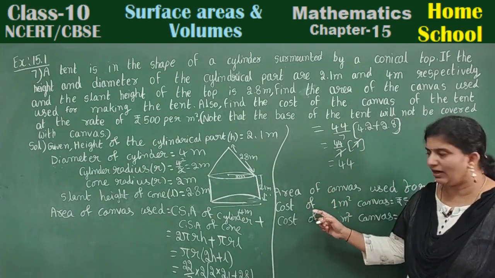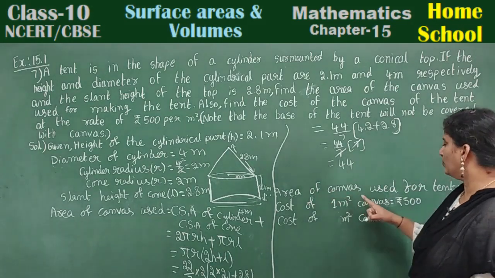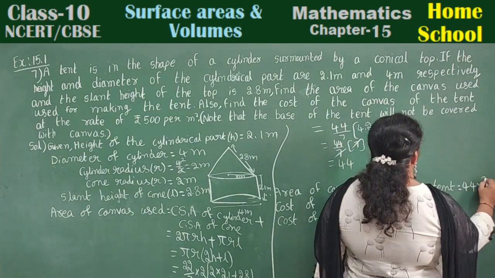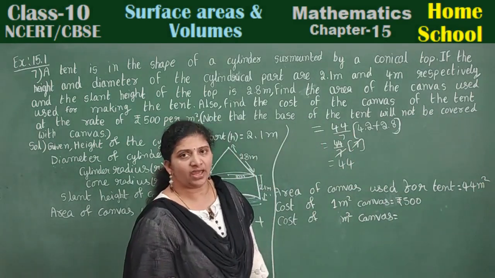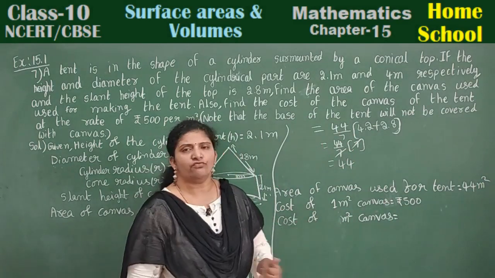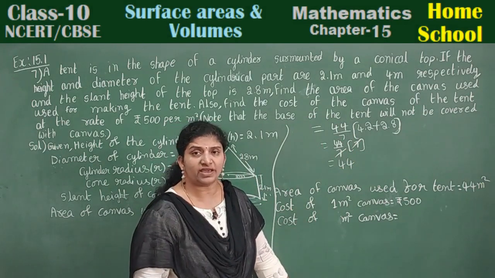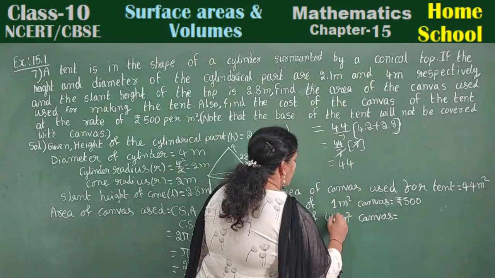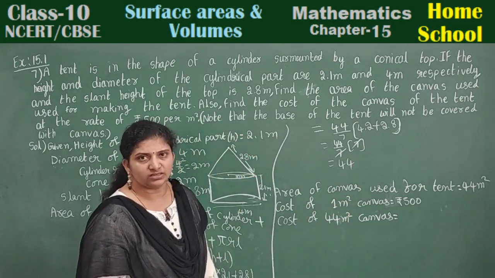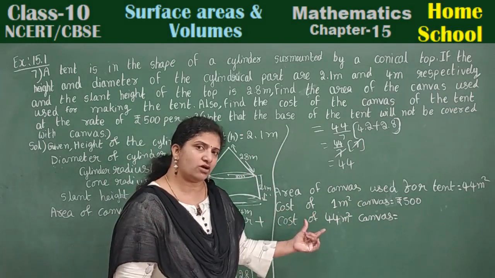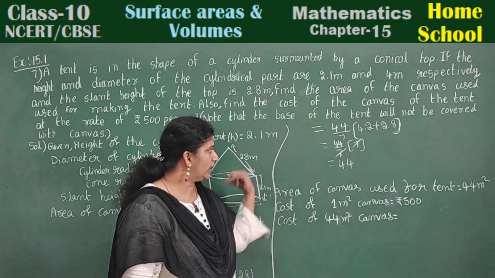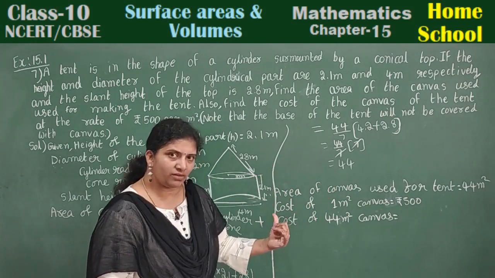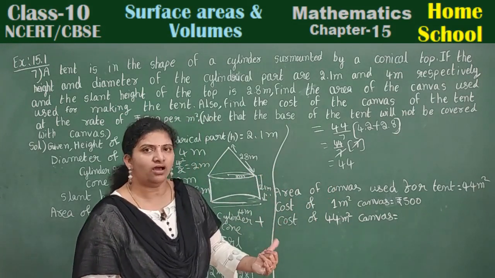So finally, I'll write here: area of canvas used for tent is equal to, what is the total area? 44 square meters. Cost of 1 meter square canvas is how much? Rupees 500. And the cost of how many meters we have? 44 meter square canvas. We know 1 meter square canvas cost is 500. But what is the total area of this tent? It is 44 square meter. Then 44 square meter into cost will give you the answer.